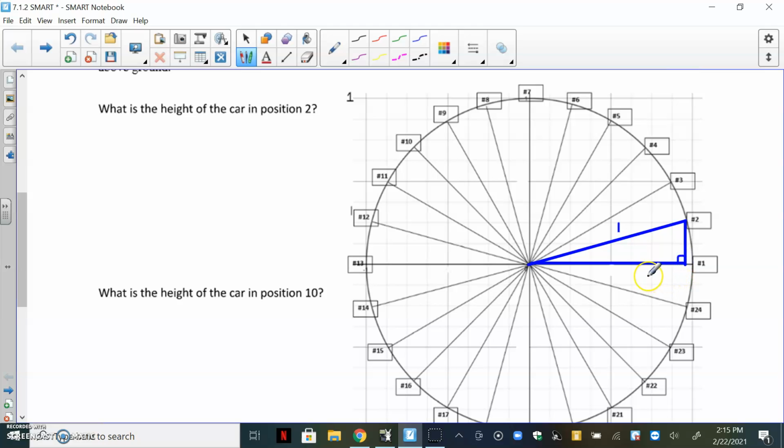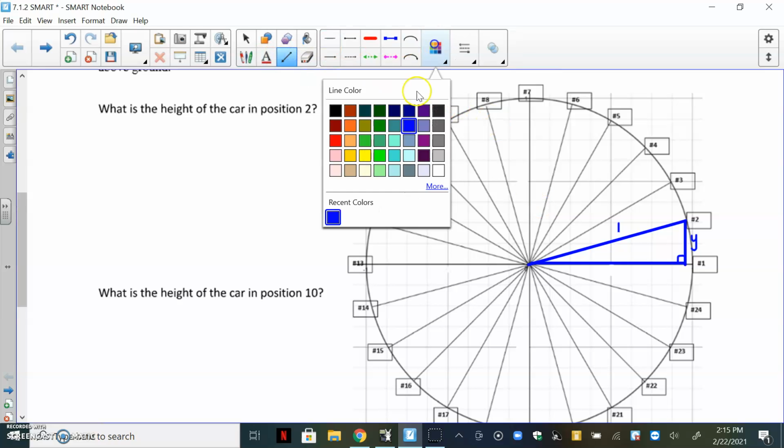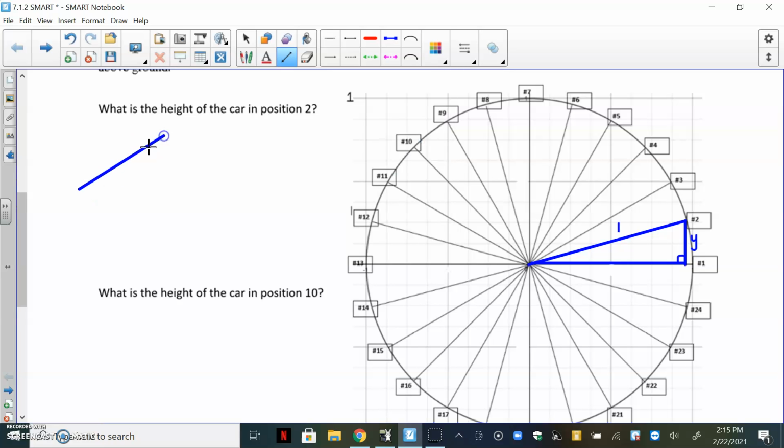And then we also know that we're trying to find the vertical height off the ground. Now this line right here is the ground, so this side is what's going to represent that vertical height. That's what we want to find. So I'm going to make a little prototype here of this triangle so that we can do some work on it.